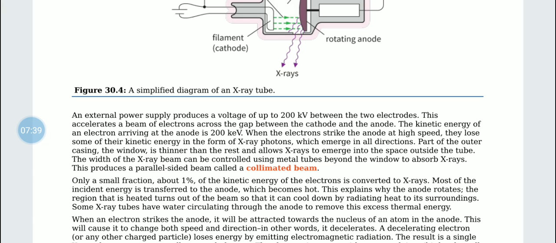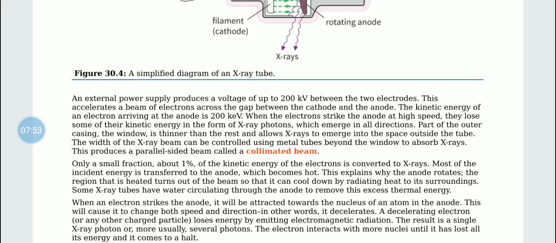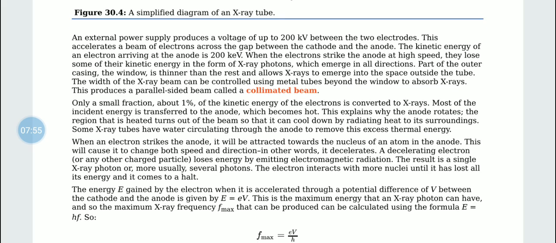Now the inside of the walls are thick enough not to allow the X-rays to go through. You have to remember that only a small amount, about 1% of the kinetic energy of these electrons, is usually converted to X-rays. All the others will actually heat up the anode. That energy heats up the anode.